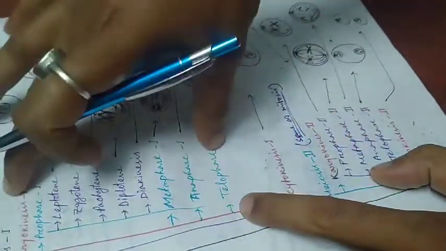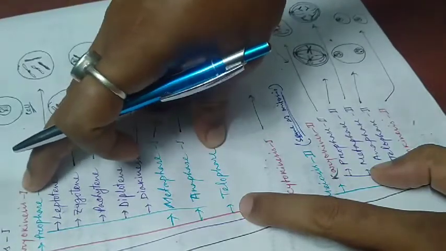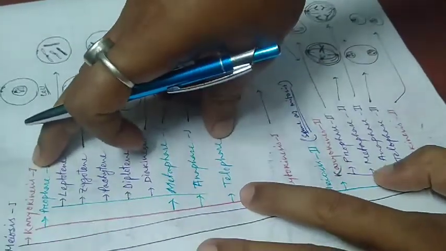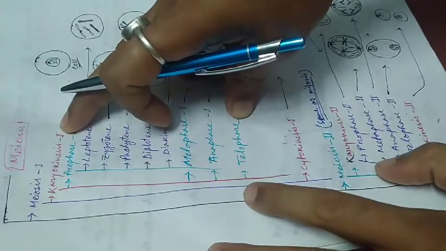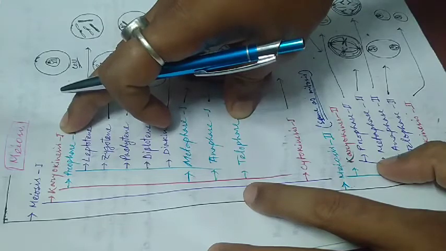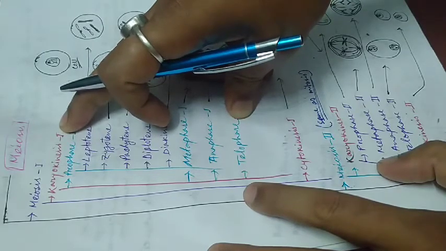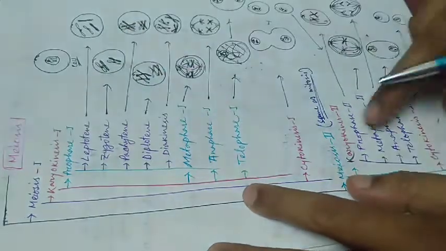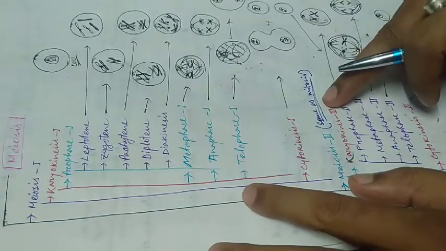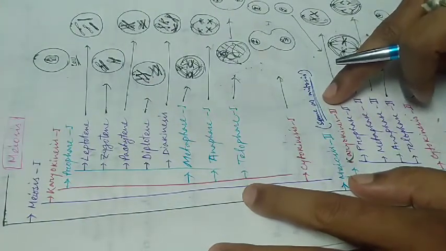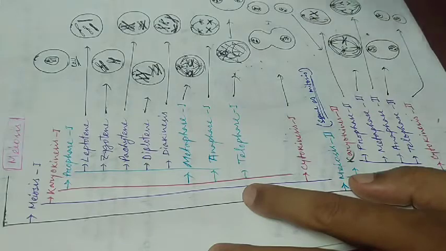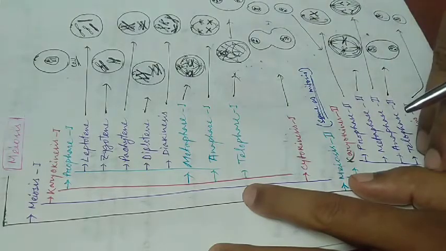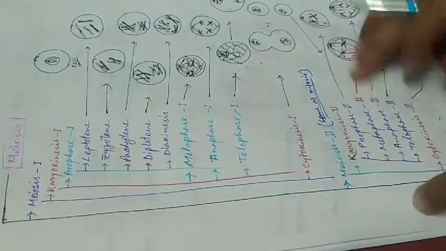For that, meiosis 1 is the most important part of meiosis cell division, because in meiosis 1 the chromosome number of a cell becomes half. Then why does meiosis 2 occur? Meiosis 2 occurs for the distribution of the chromosomes in the cells. Okay, remember it.